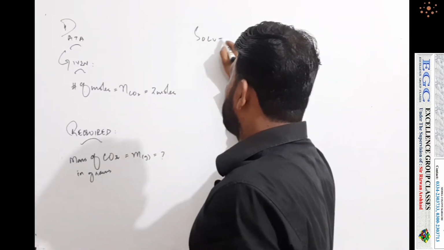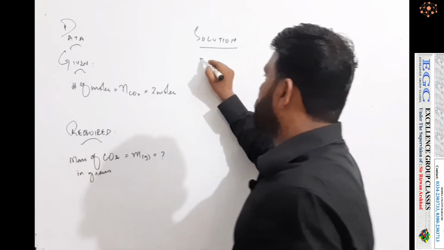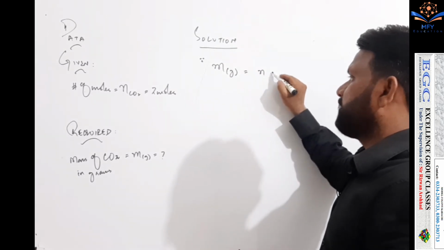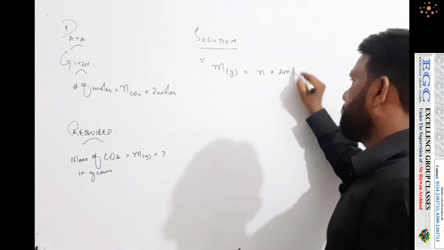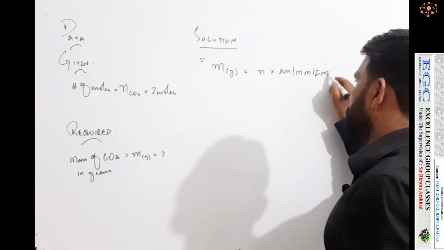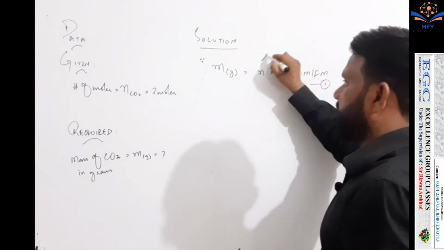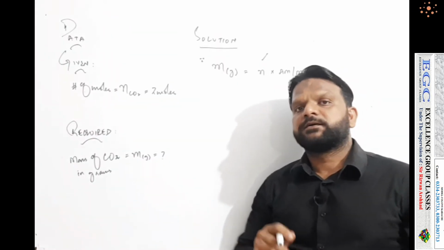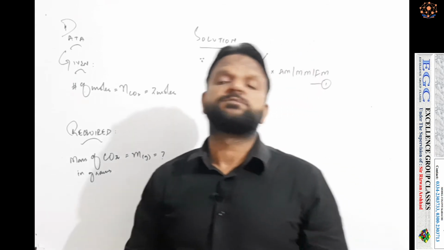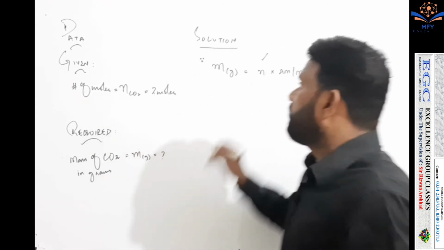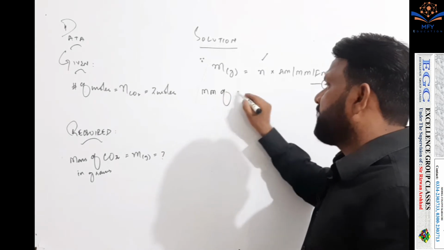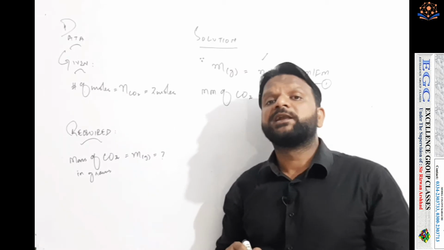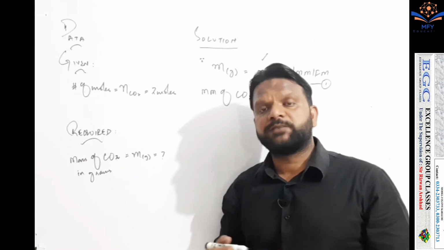The solution of that question will be: we know that the mass of a substance in grams will be equal to number of moles into atomic mass, molecular mass or formula mass. Moles are given, that is 2 moles. Since carbon dioxide is a covalent molecular gas, we will use molecular mass. For the calculation of the molecular mass of carbon dioxide, the atomic masses of carbon and oxygen will be given in the exam and final paper.